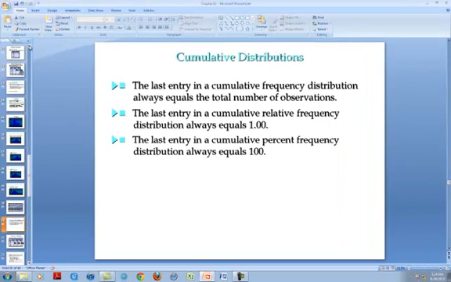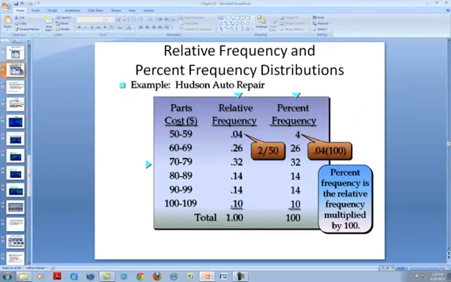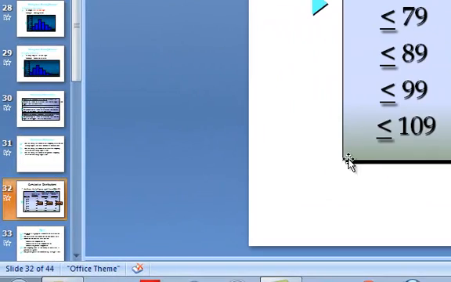Let's refer back to the data in slides 21 and 22. Remember these? These are the frequencies of each class. 2 observations in 50 to 59, 13 in 60 to 69, etc. And these are the relative frequency distributions. 0.04 in 50 to 59, 0.26 in 60 to 69, or alternatively 4% in 50 to 59 and 26% in 60 to 69. This is how we construct the cumulative distributions.